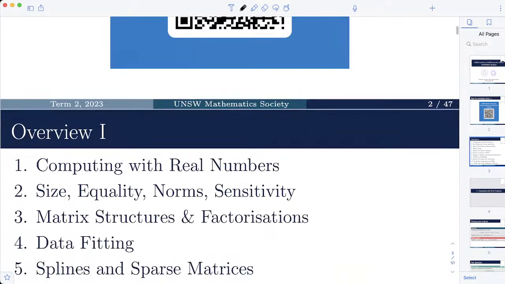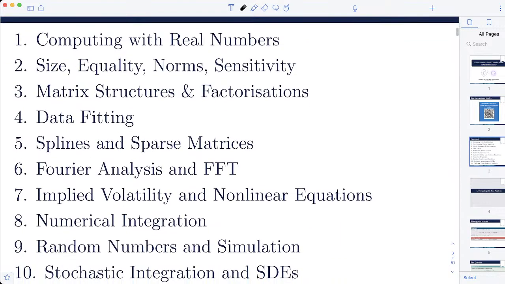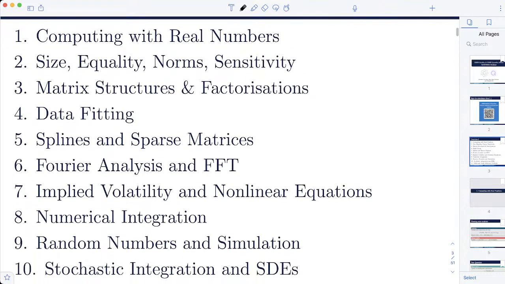And today I'm just going to be going through the first 5 topics, so up to splines. And then Odin will be taking over to do Fourier analysis and maybe a bit of volatility and nonlinear equations.